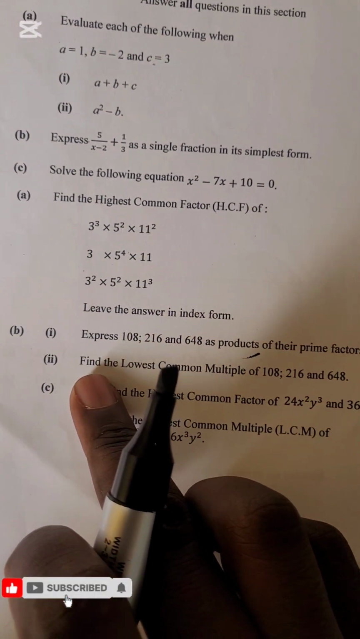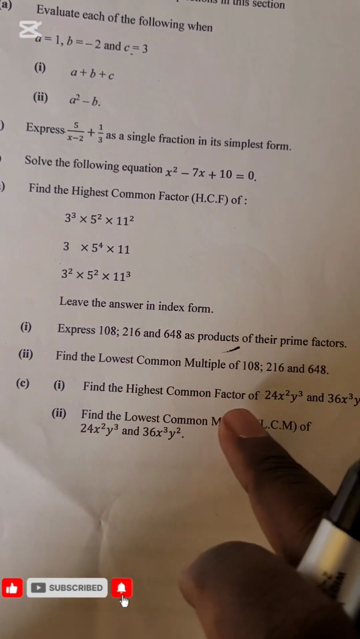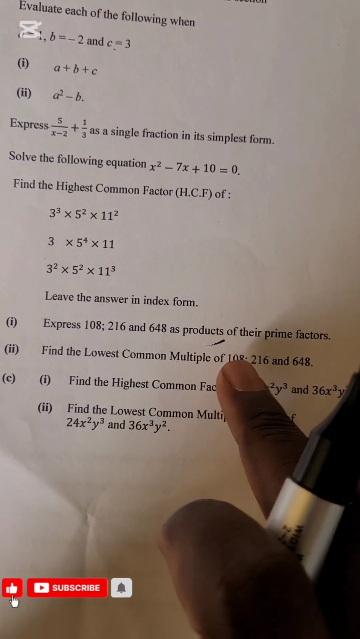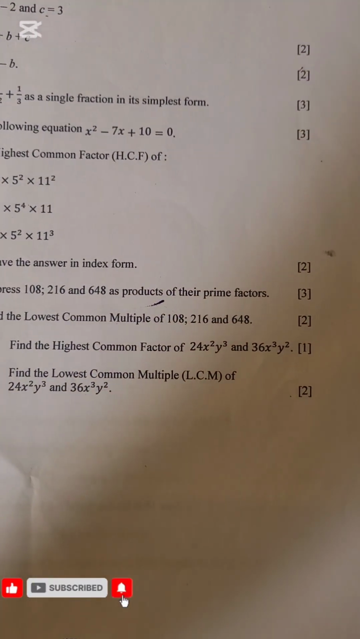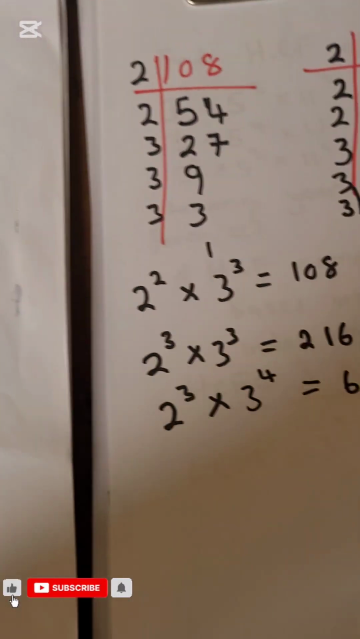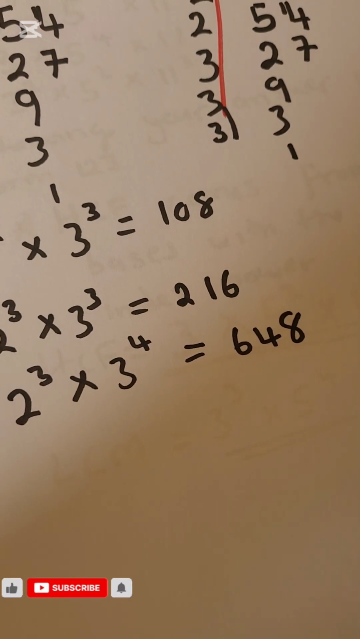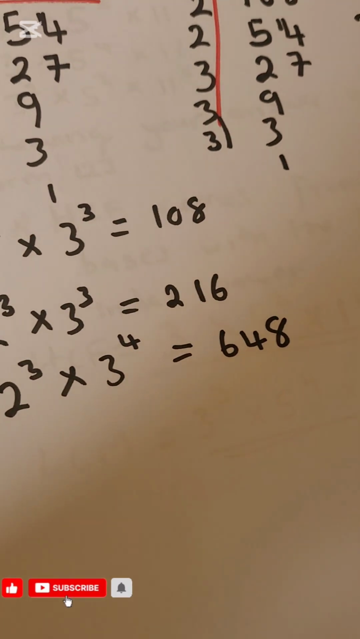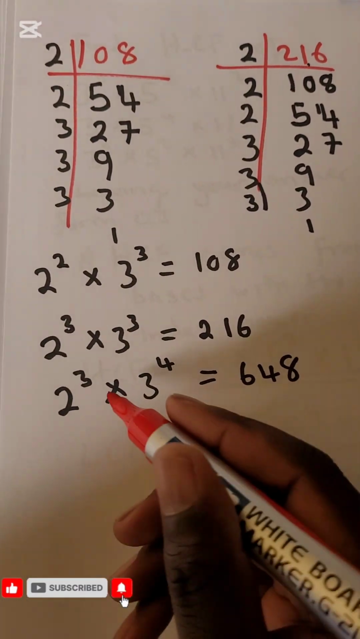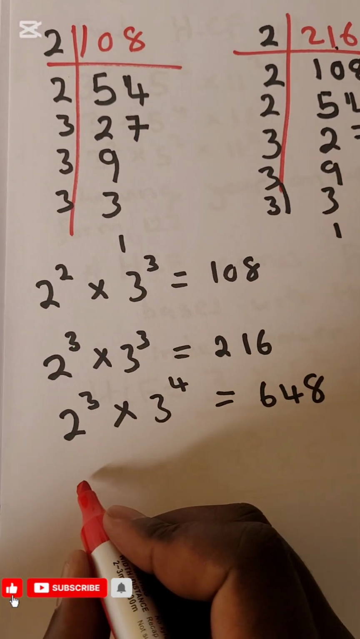Then part 2 of the question: find the lowest common multiple of 108, 216 and 648. So we want to find the lowest common multiple. So the lowest common multiple, guys, is the same as the denominator.